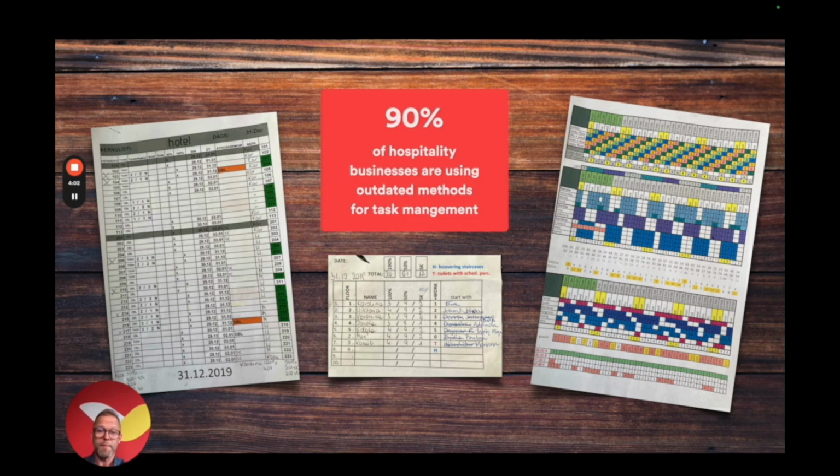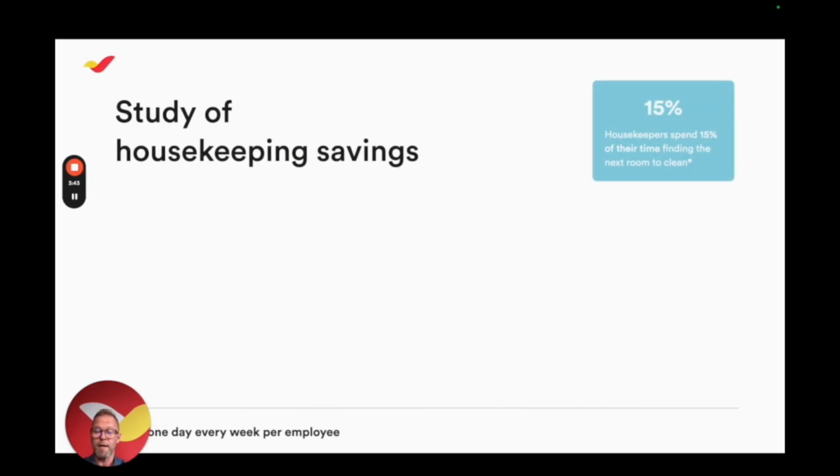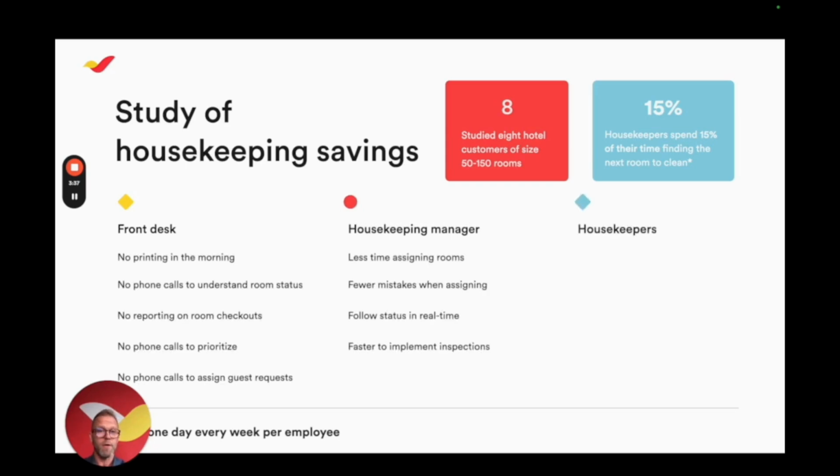With Sweeply, we can combine all of those things into one solution, and what we see with that is that we can actually save a lot of time because we make the environment much more efficient for your team that's doing the day-to-day operations. So for the housekeepers, we can save up to 50% of their time, and we can eliminate a lot of unnecessary tasks for the different roles like the front desk, the housekeeper manager or the housekeepers, and make everything much more efficient and save up to 1 day per employee per week.